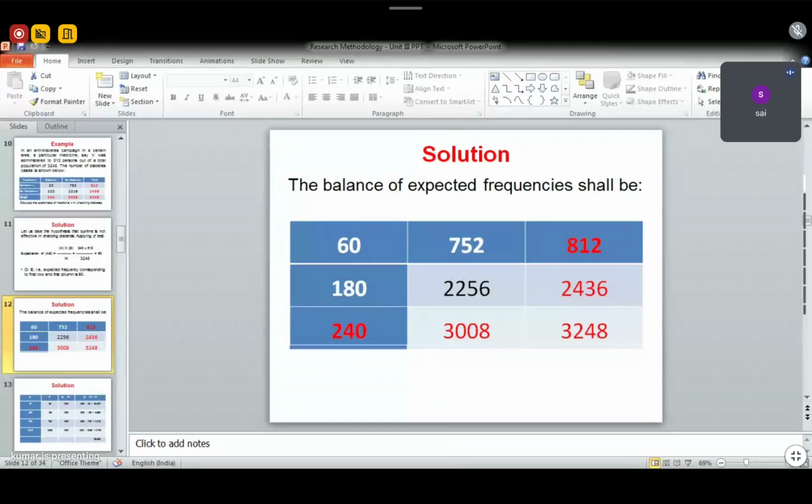Sir, can you please tell how 752 has come? Which one, ma'am? 752. And 180 also, sir. Yeah, I will tell you. For 752, what is the total of that column? 3008, sir. 3008 multiplied by the total of that row. How much? 812. So 3008 multiplied by 812, entirely divided by the grand total 3248.